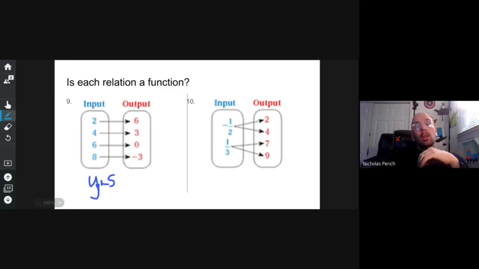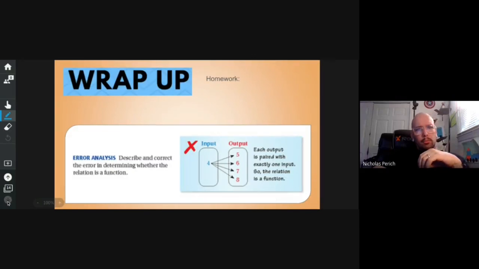Look at 10. 10 fails not once, but twice, because I have an input that splits up and goes to two different outputs. I have an X value that has two different Y values. And it happens again. So no, it's not a function. And that's that.